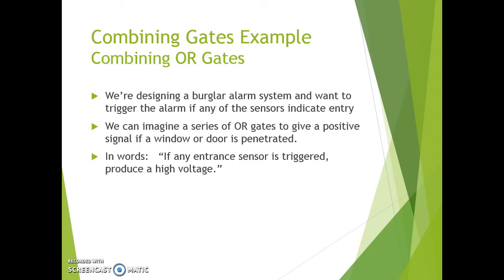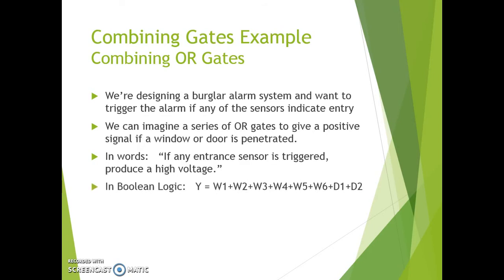And so to say it another way, if any entrance sensor is triggered, produce a high voltage. Notice that our OR logic is very useful for this. We don't need people breaking into a door and a window in order to want our alarm to go. They only need to break in through one place to make our alarm trigger.